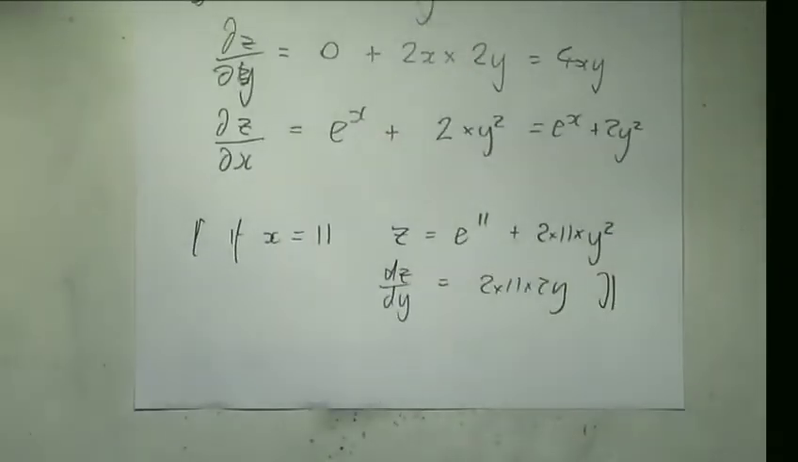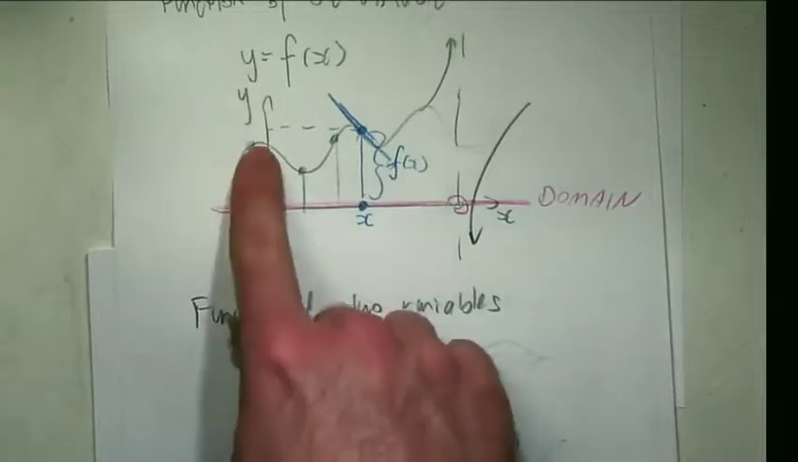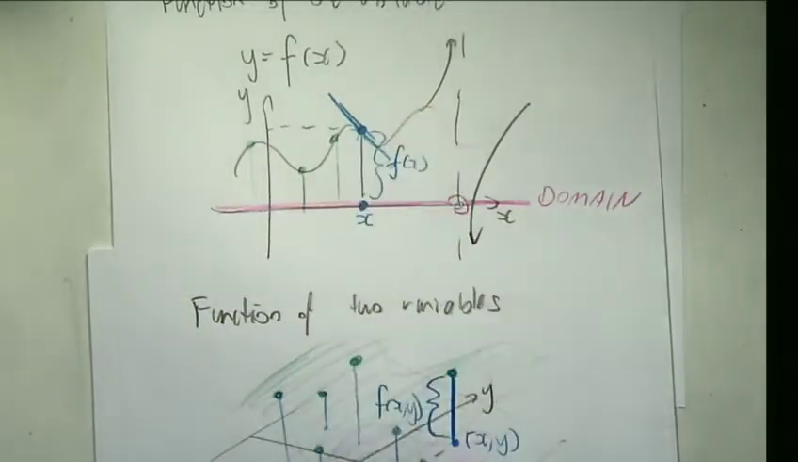Right, that's the first derivative. Now, back in one variable calculus, the first derivative told me when the turning points were. Okay? First derivative back here, when the first derivative was 0, it was these turning points. That's what happened when the derivative was 0.